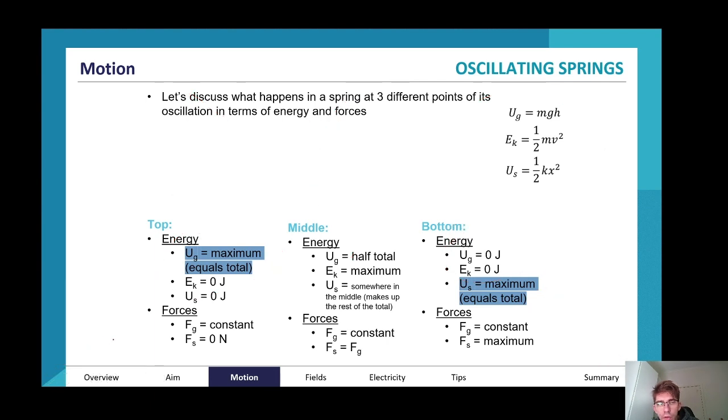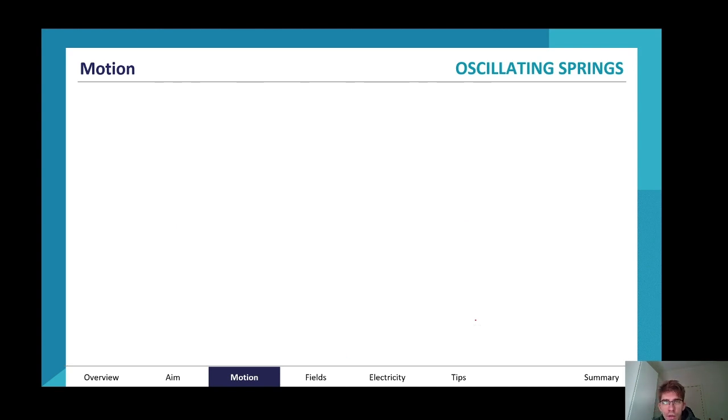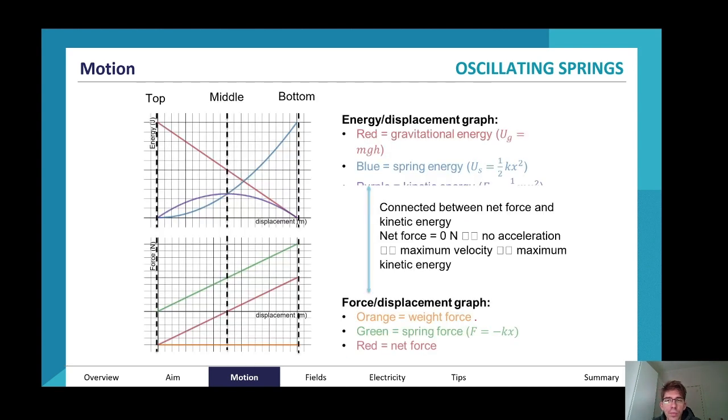Now, some of you might have noticed the force section here. You should remember that the force applied by gravity is always constant, it's the same throughout the oscillation of the spring. But the force applied by the spring can vary. At the top it is equal to zero, then midway through it equals the force by gravity, then at the bottom it's a maximum, right? The more you pull the spring down, the more it will try and pull you up.